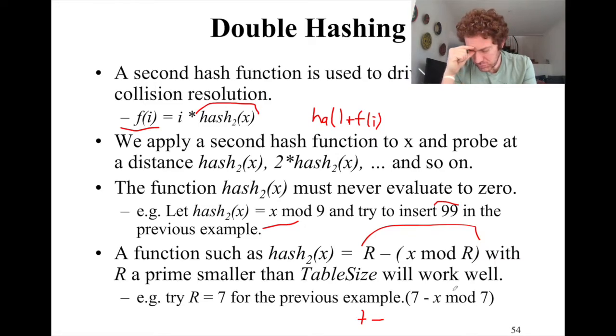70, then 28. So 98. We have a 98. So 99 mod 7 is 1. Okay, so 7 minus 1 is 6. Basically, my hash function will return value 6 for the insertion of key 99.